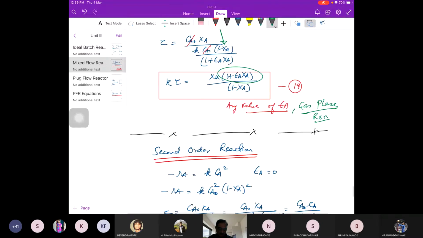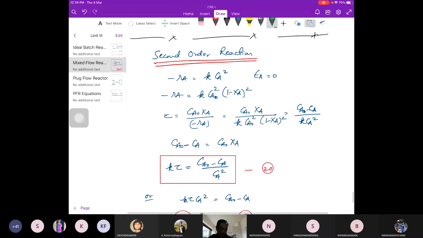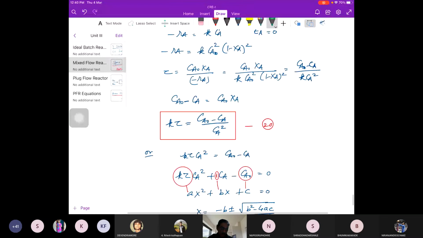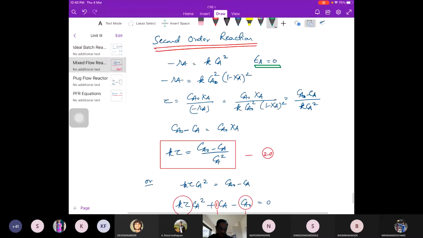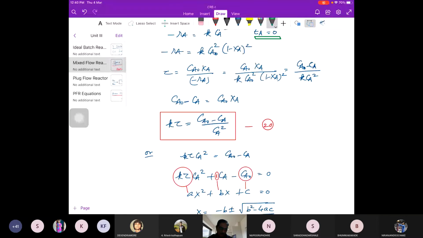ओके, सेकंड ऑर्डर रिएक्शन में कुछ नहीं है, वैसे ही सब्स्टिट्यूट करने का है. यहाँ पर एप्सिलॉन A इक्वल 0 के लिए लिया है, उसको कॉम्प्लेक्स हो जाएगा एनी वैल्यू एप्सिलॉन A के लिए. सो माइनस आर इक्वल टू K CA स्क्वायर. CA का वैल्यू डाला C नॉट होल स्क्वायर 1 माइनस XA होल स्क्वायर एंड टाउ इक्वल टू CA नॉट XA पर माइनस आर. यहाँ पर सब्स्टिट्यूट किया माइनस आर का K CA नॉट स्क्वायर 1 माइनस XA होल स्क्वायर, और इसको रीअरेंज किया तो K टाउ के इधर आ गया CA नॉट माइनस CA अपॉन CA स्क्वायर.